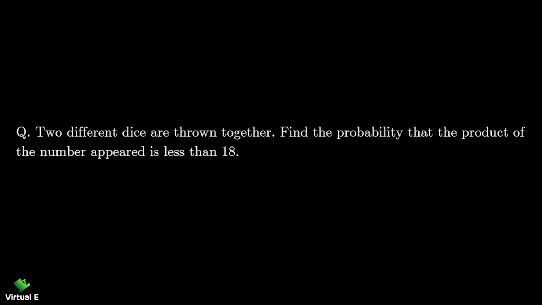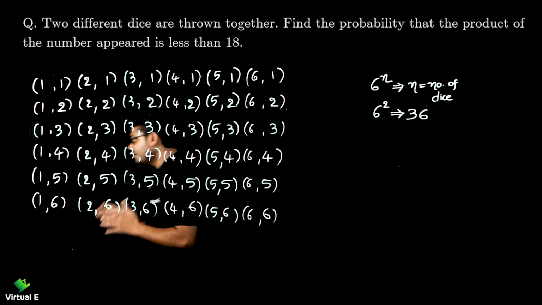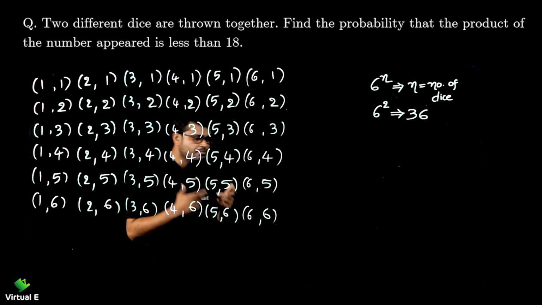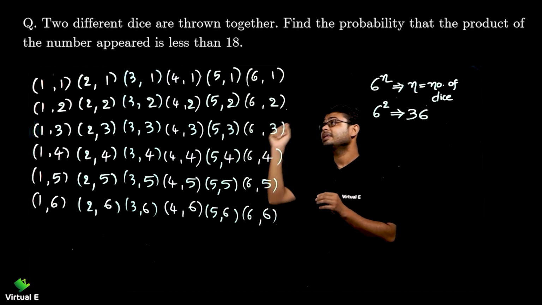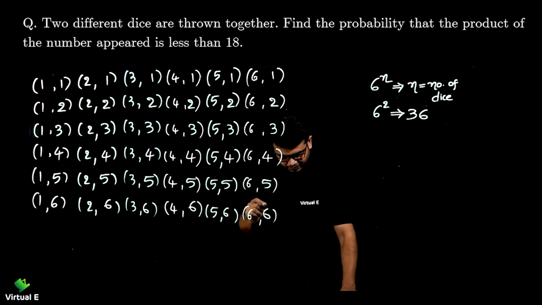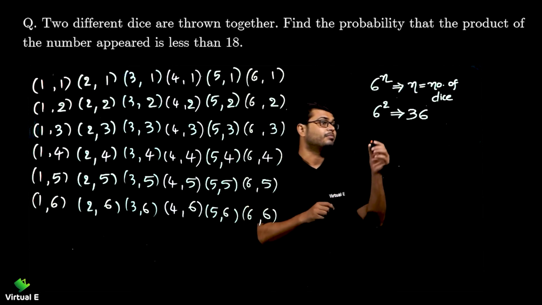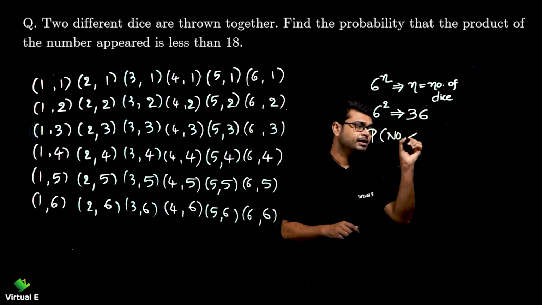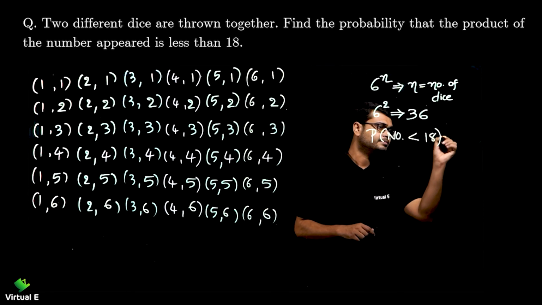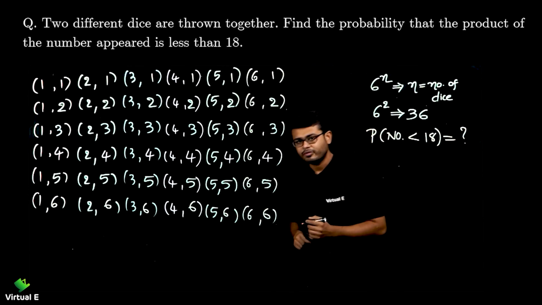Two different dice are thrown together. Find the probability that the product (multiplication) of the numbers appeared is less than 18. Okay, so you throw two dice, you get some number, good, and you need to get the number less than 18. Remember, let me write over here: probability of the product being less than 18? This is what we are interested in.